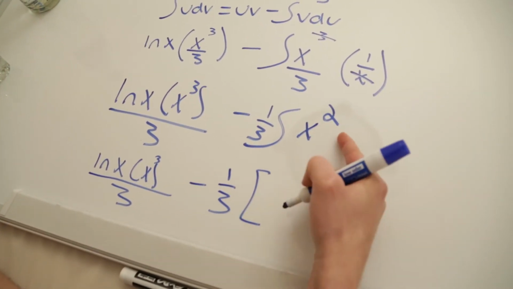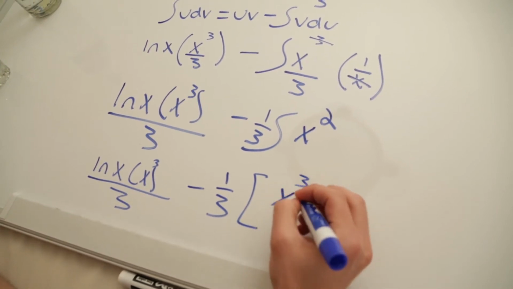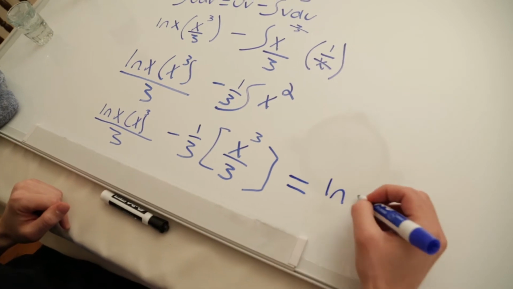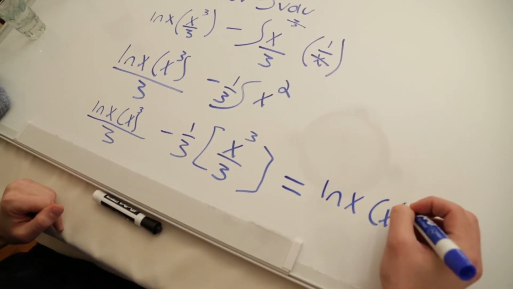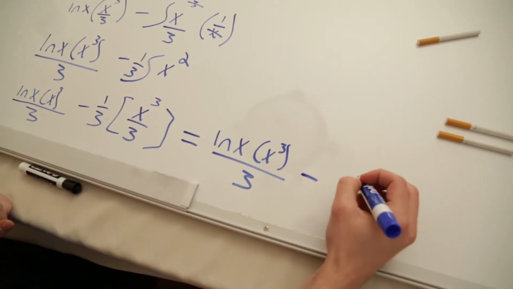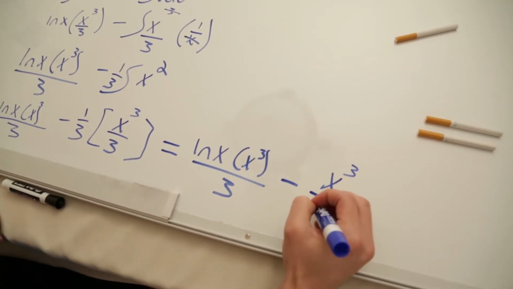So the integral of x squared is x cubed over 3. And our final answer is going to be ln x times x cubed over 3, minus, and remember, when we multiply this in, this is going to be x cubed over 9. So you could factor out the 1/3, you could factor out the x cubed if you want, simplify your answer, but that's how you do integration by parts.